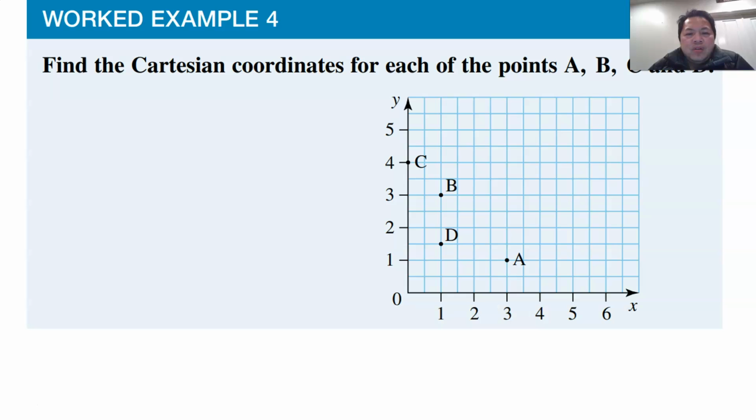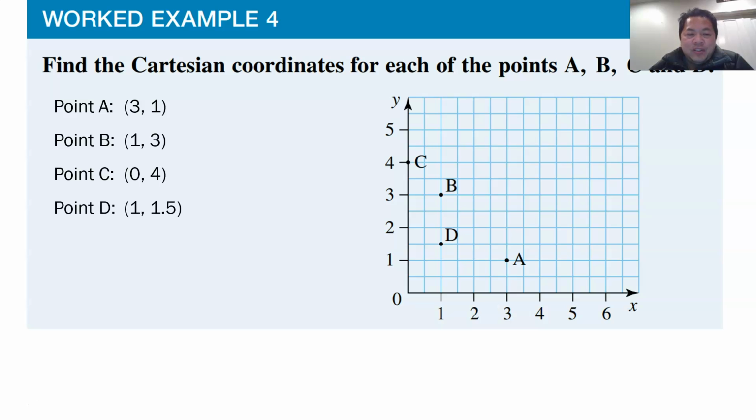Okay, so now next one is you have to identify the coordinates of these various points. So A, B, C, D. A, we know that is here. So it's actually 3, 1. Remember, you have the bracket, comma, and the number. So bracket 3, comma 1. That's A. B is actually 1, 3. C is 0, 4. And D is 1, 1.5 or 1.5, 1. Leave it to you to decide. Either one is acceptable.